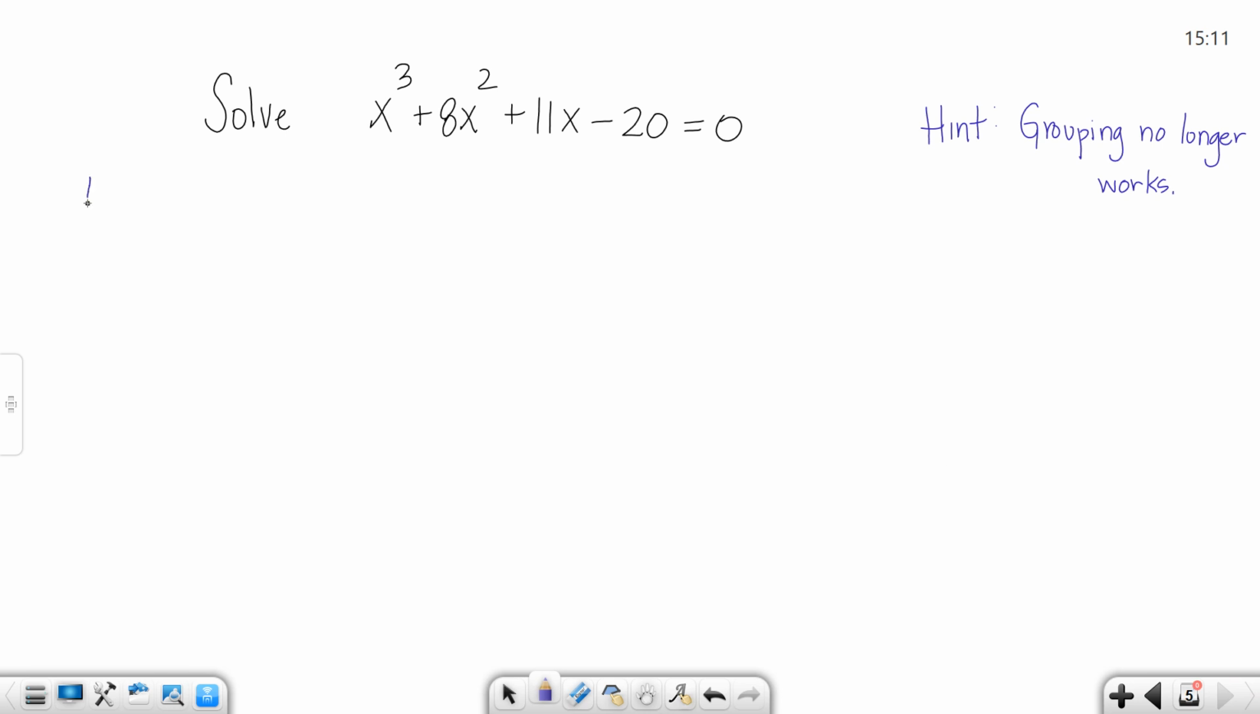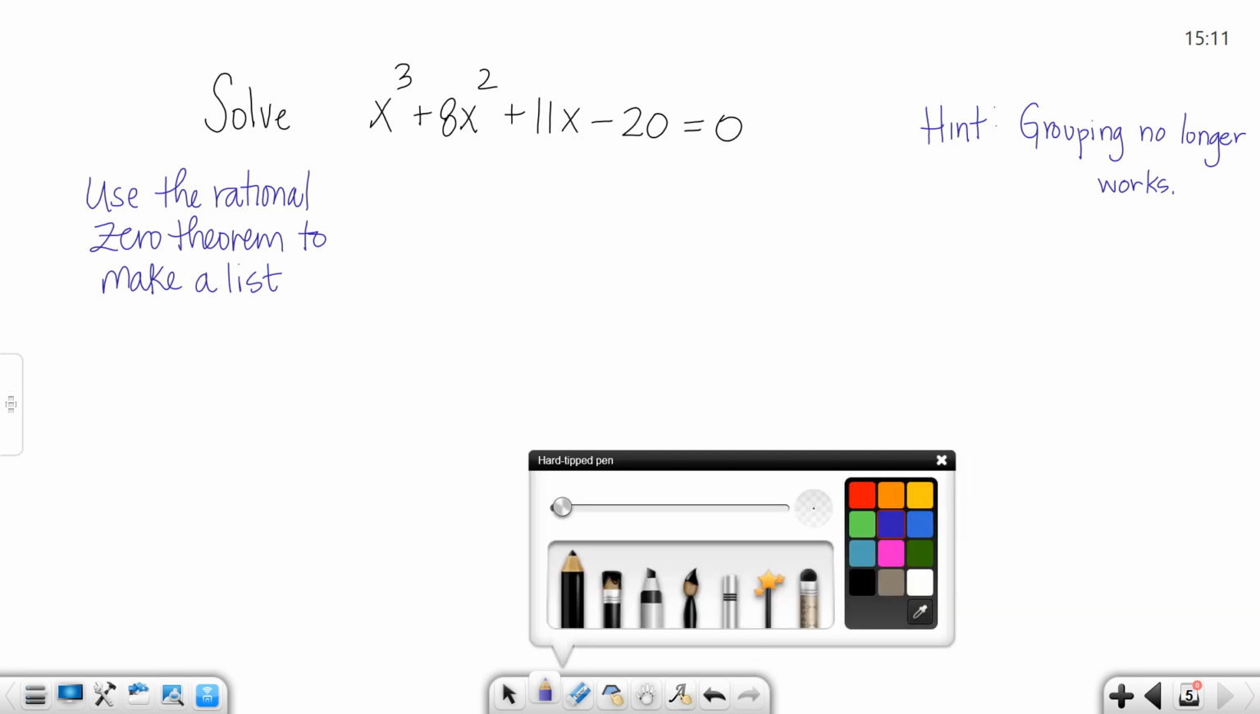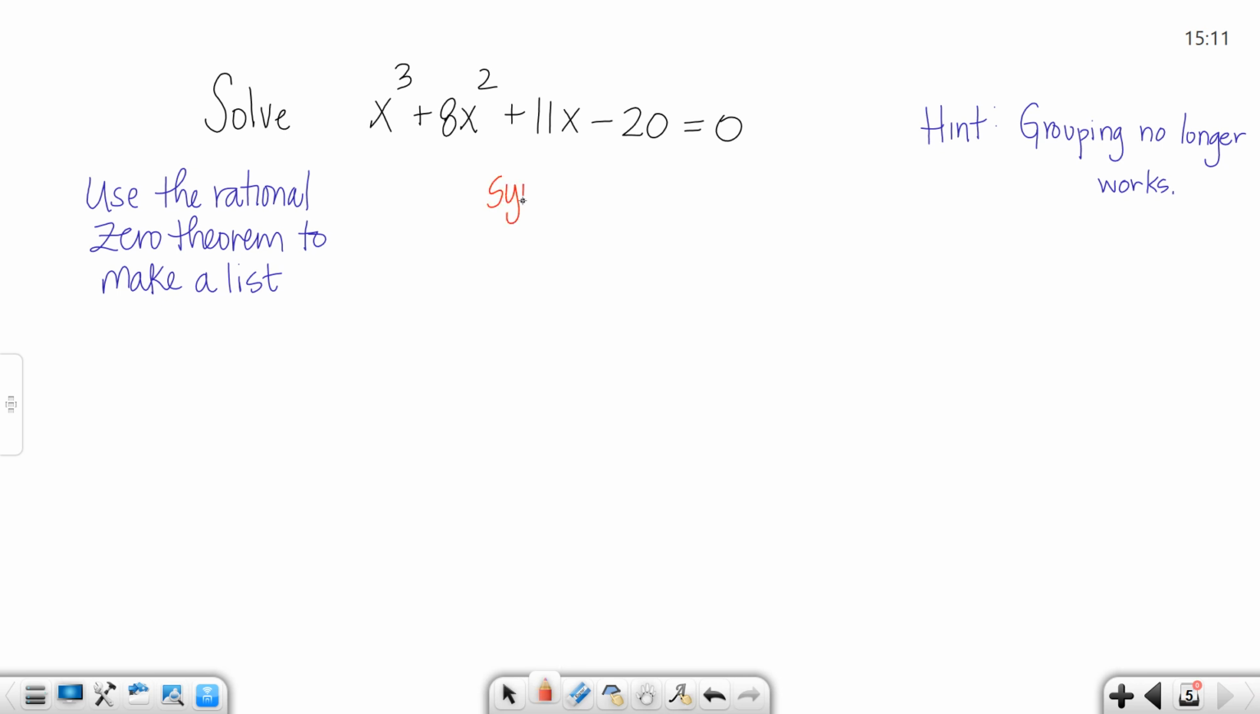So what you have to do is use the rational zero theorem to make a list. After you use the rational zero theorem to make a list, you're going to use synthetic division. After you use synthetic division, you're going to factor. And after you factor, you're going to solve it.